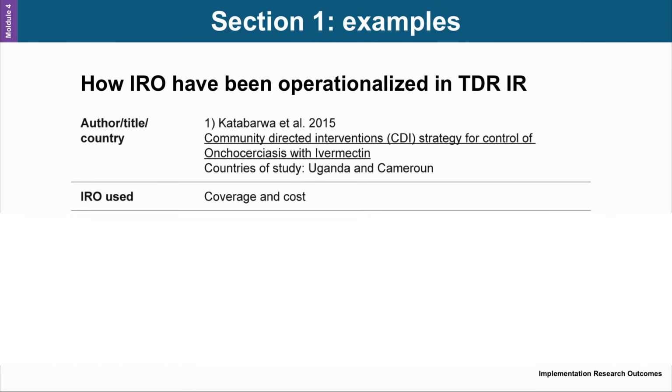First, let's look at the example of the study entitled Community-Directed Intervention Strategies for the Control of Onchocerciasis with Ivermectin. As we mentioned in Module 2, the goal of this study was to assess if a community-directed intervention approach improved treatment coverage in onchocerciasis-affected communities. The implementation research outcomes in this study were coverage and cost.